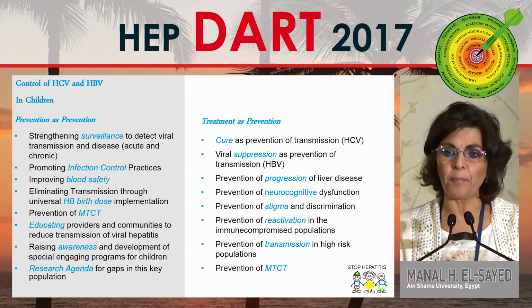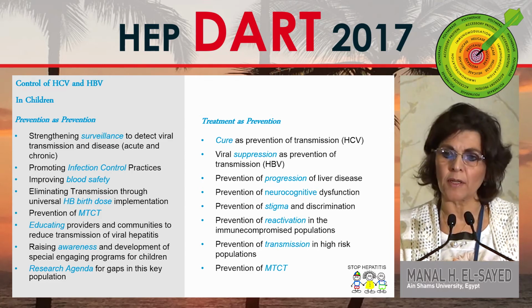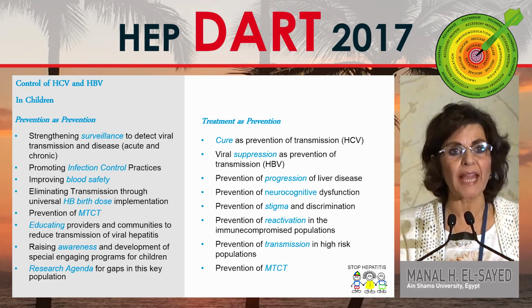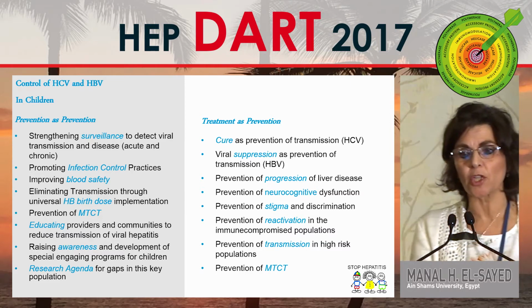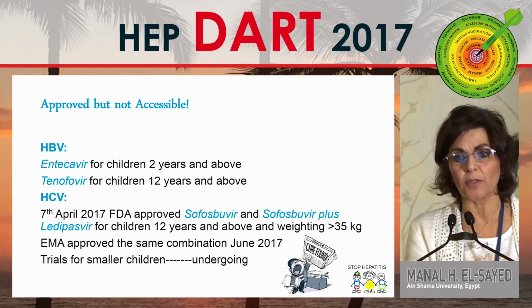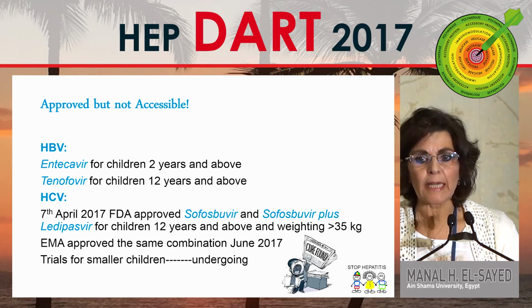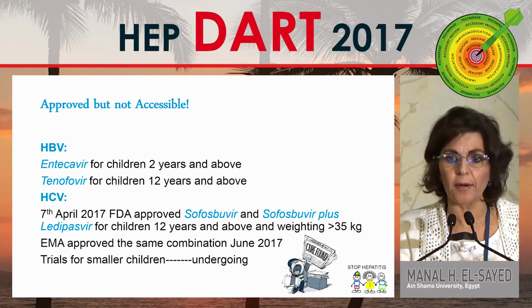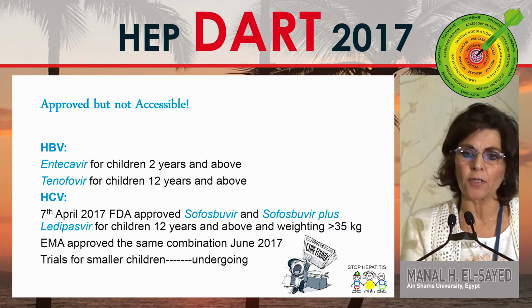Viral suppression for Hep B. Prevention of progression of liver disease, prevention of neurocognitive dysfunction that we're not considering, particularly in Hep C patients, prevention of stigma and discrimination, prevention of reactivation in the immune-compromised population, prevention of transmission to other populations, and prevention of mother-to-child transmission. We have lots of drugs now that are approved, but they're not accessible. They're accessible in very few countries. Entecavir for children more than 2 years, the syrup is not available almost anywhere. Tenofovir for children above the age of 12 years, available in some countries, not in others.